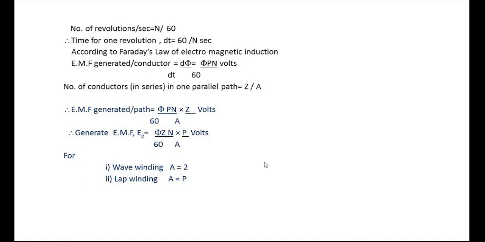It is the general EMF equation of a DC generator. We can apply it for either lap winding or wave winding. We substitute A equal to P for lap winding and A equal to 2 for wave winding. That is the actual EMF equation of a DC generator. For lap winding, high current and low voltage; for wave winding, high voltage and low current.